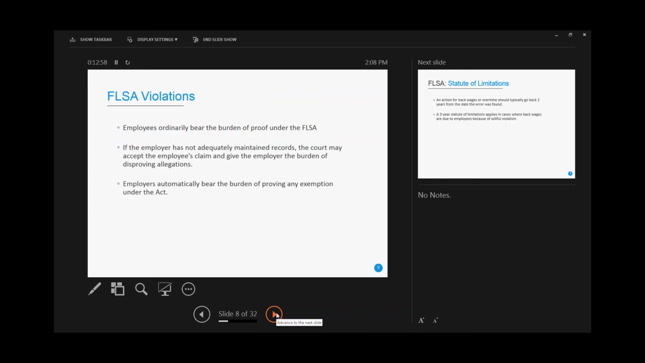Some more FLSA violations. Employees ordinarily bear the burden of proof under the FLSA. If the employer has not adequately maintained records, the court may accept the employee's claim and give the employer the burden of disproving allegations. This is why documentation of employee work records is so important. Employers automatically bear the burden of proof for proving any exemption under the Act. We will discuss exemptions in a few minutes.